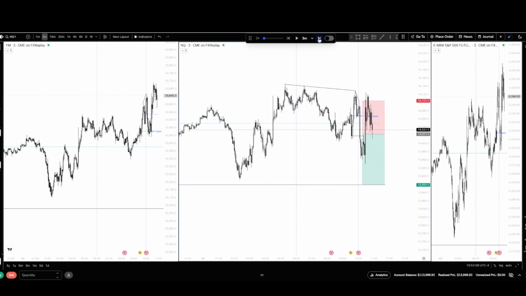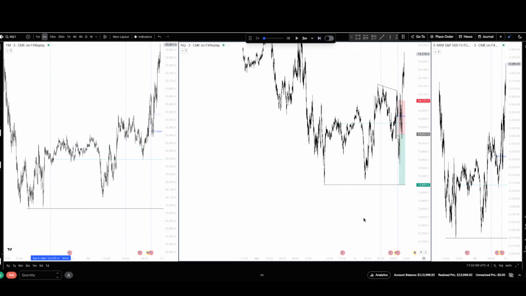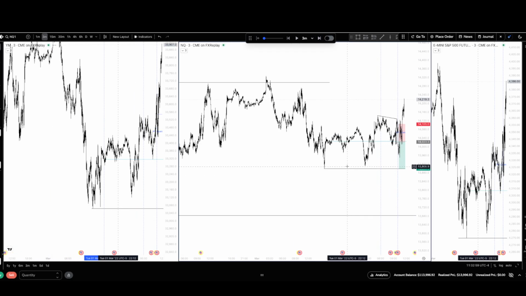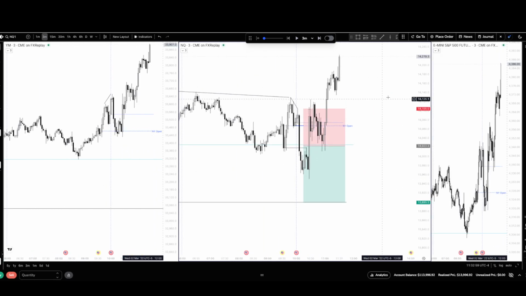Oh shit. Chopped out. Yeah, and then we get chopped out there. So unfortunately, lost there, and that's cool. Yeah, I'll eat that, whatever.